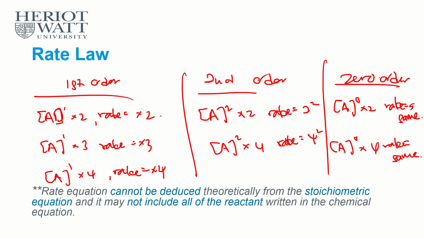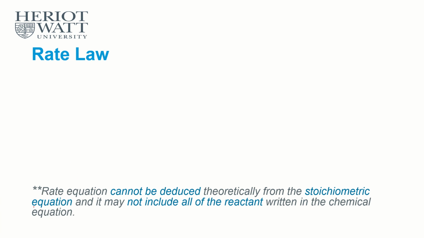Now, bear in mind there is an asterisk here. Rate equations cannot be deduced theoretically from the stoichiometric equations, and may not include all the reactants written in the chemical equation. Do you know what it means? So it's something like that. Let's see. I have a reaction A plus B plus C equals to D, with 2C, 2B. Now, by just looking at this stoichiometric equation, can I say that I have only one A here? So this is first order.